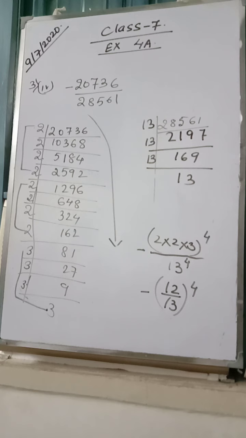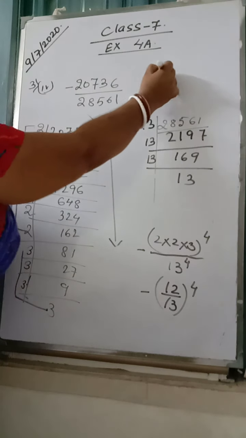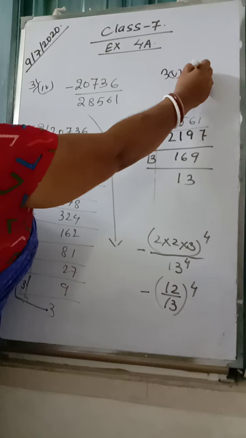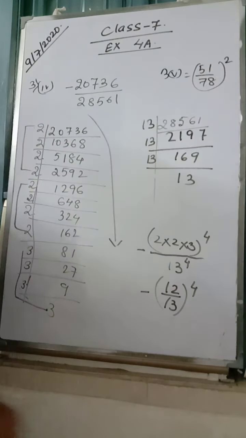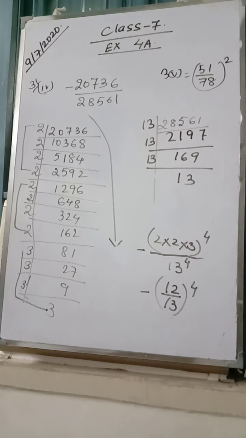Now question number 3, 5. It was also asked. When you get the prime factors, you'll get that it is a square of 51 by 78. When you find the prime factors, you'll get it. So find the prime factors and write it.